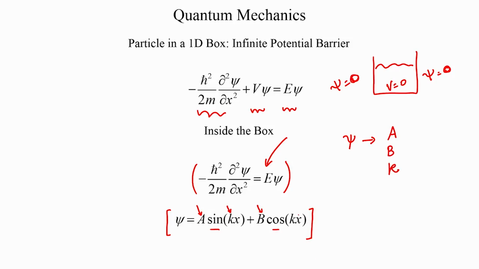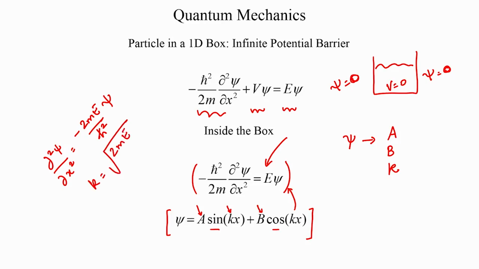Now, k can also be seen to be related to the energy right from Schrodinger's equation. So, if we were to rewrite the differential equation as dou square psi by dou x square is equal to minus 2 m E by h bar square into psi, the value of k is related to the energy, and k square is 2 m E by h bar square.